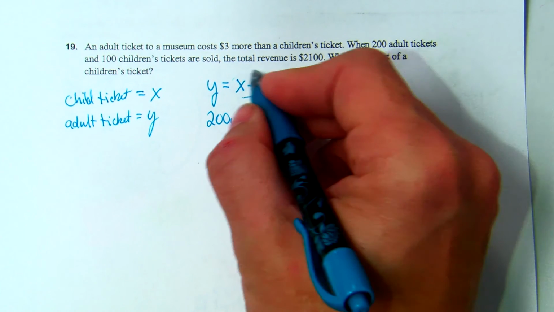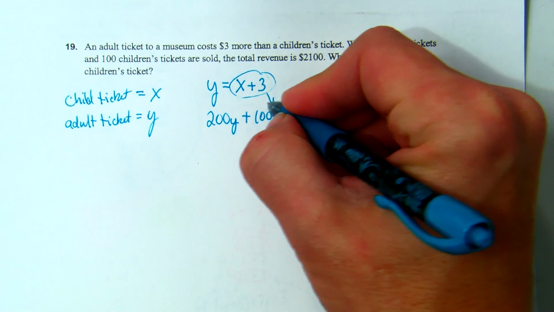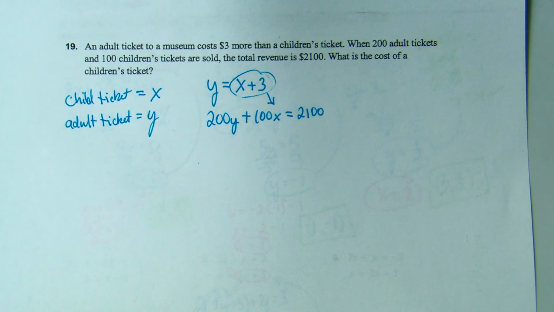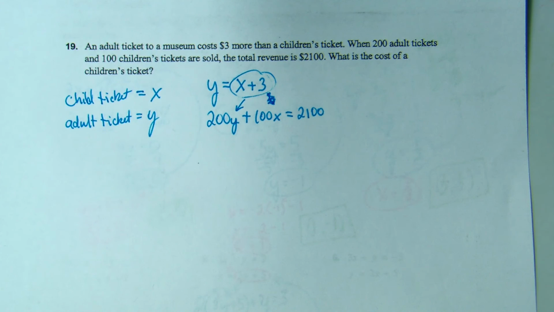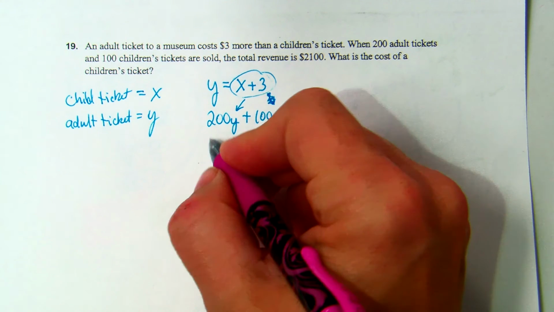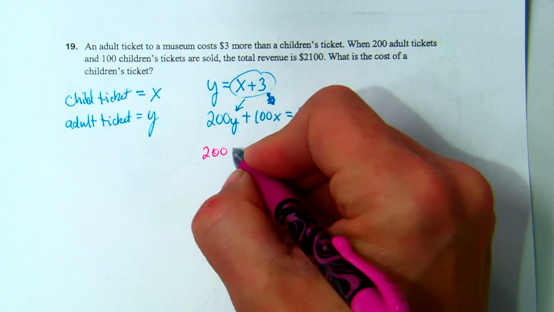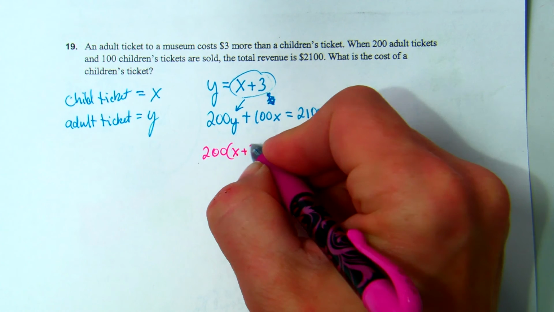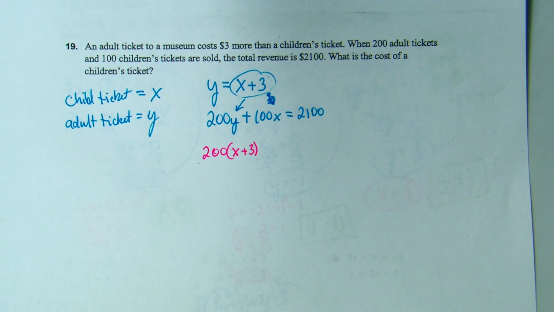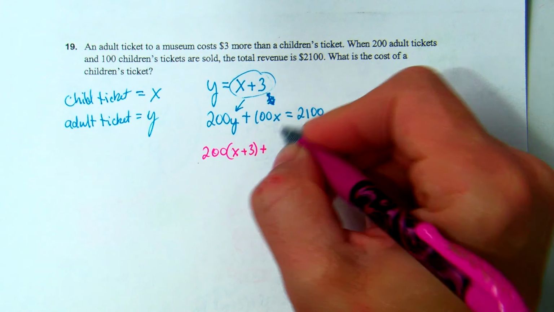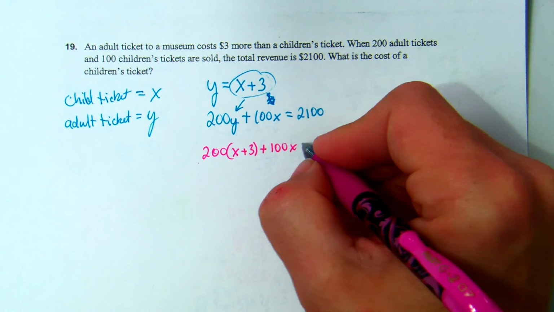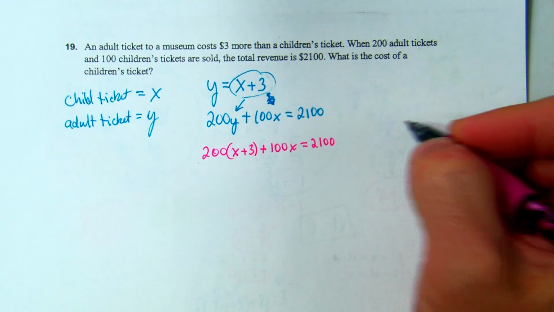Now we've already got a variable isolated, with an expression for it, so I can take this and plug it into the other equation where I see the y, not the x. Disregard that. So I'm going to plug in 200 times x plus 3. 200 times x plus 3. And then I'm going to add to that 100x. And that's supposed to equal 2,100.